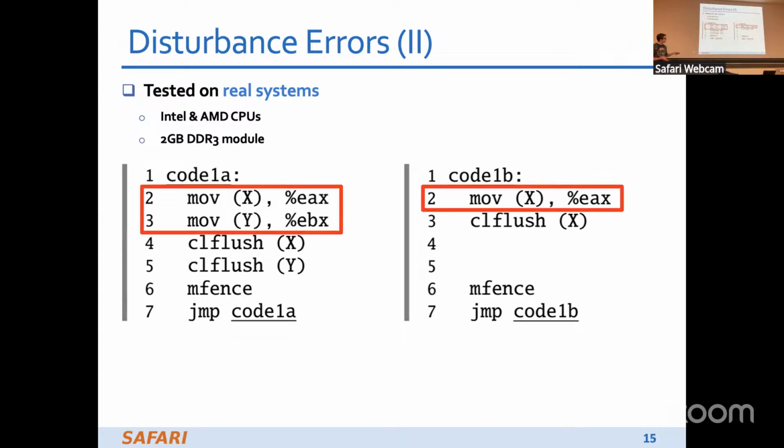First, in both sections, 1A and 1B, some rows are accessed with this move command. The addresses of each are X, and in code example 1A, also Y. So you can see the difference is that code 1A accesses 2 distinct locations in memory, while code 1B only accesses 1.